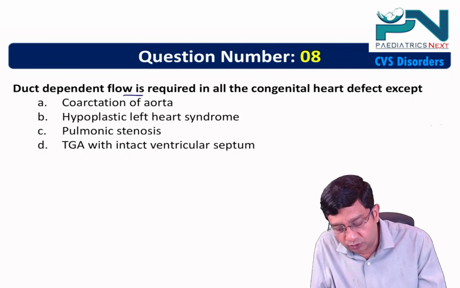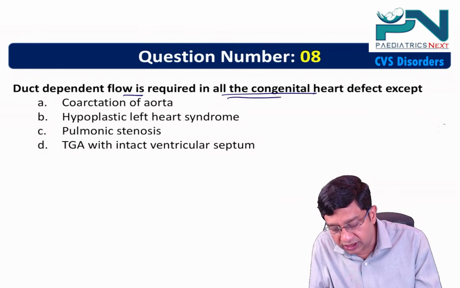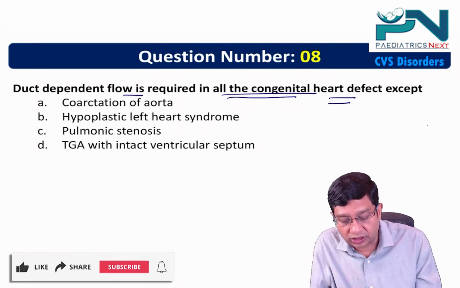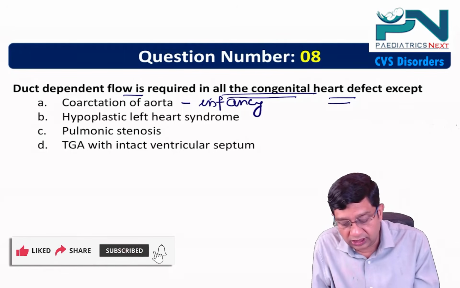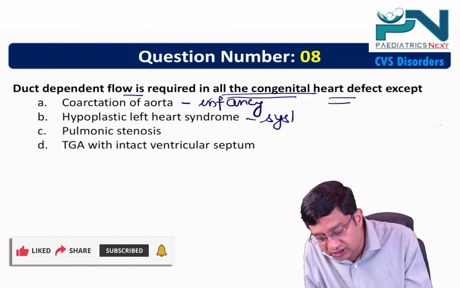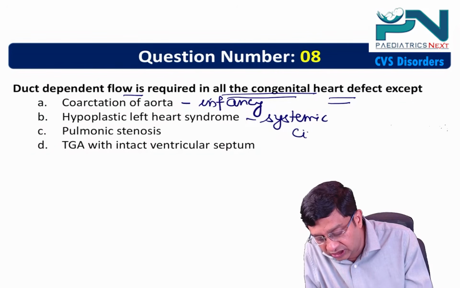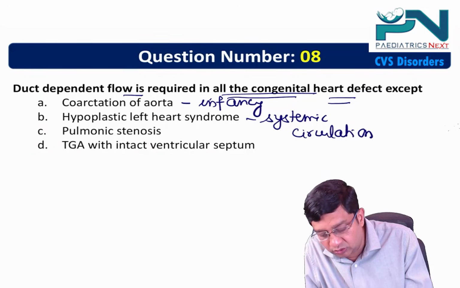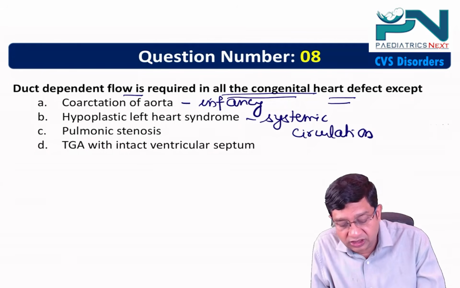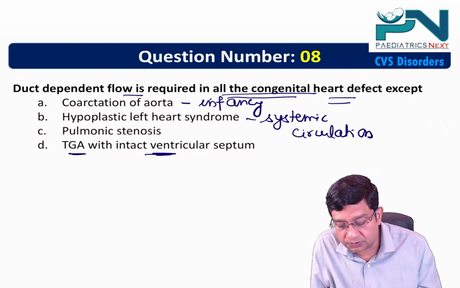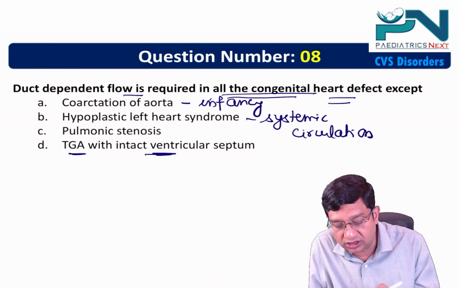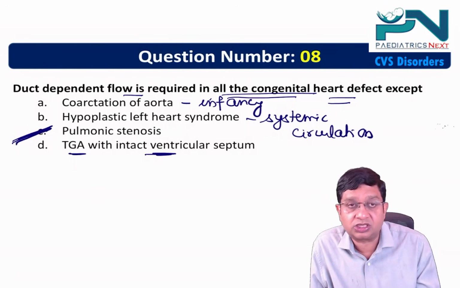Ductal dependent flow is required in all of the congenital heart defects except coarctation. Yes, particularly in infancy, the lower portion requires the blood through this. HLHS also, we say the systemic circulation is ductal dependent. In TGA, if the ventricular septum is intact, the only thing which can cause mixing of blood in this scenario, right? So out of these four, the pulmonic stenosis is the right answer.